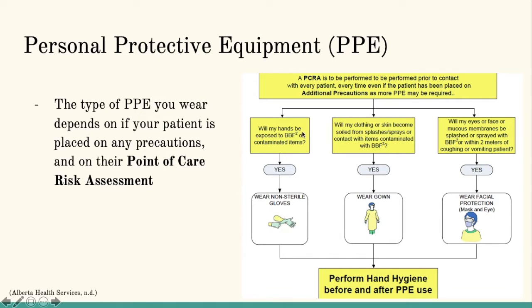Will my hands be exposed to blood and body fluid or contaminated items? If yes, you should wear gloves. Will my clothing or skin become soiled from splashes or sprays or contact with items contaminated with blood and body fluid? If yes, wear a gown. And will my eyes or face or mucous membranes be splashed or sprayed with blood or body fluid, or within 2 meters of a coughing or vomiting patient? If yes, you should wear a face mask.